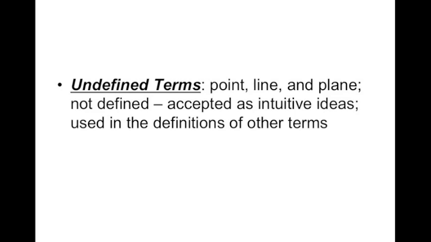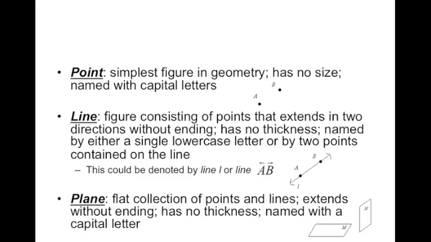What this means is, on your test, when there's a definition section, if I ask you to write the definition for point, line, or plane, you should say, there isn't one. It is undefined. These three terms we say are undefined. There's no way to put into words really, truly what they are, but we just kind of all understand what they are.